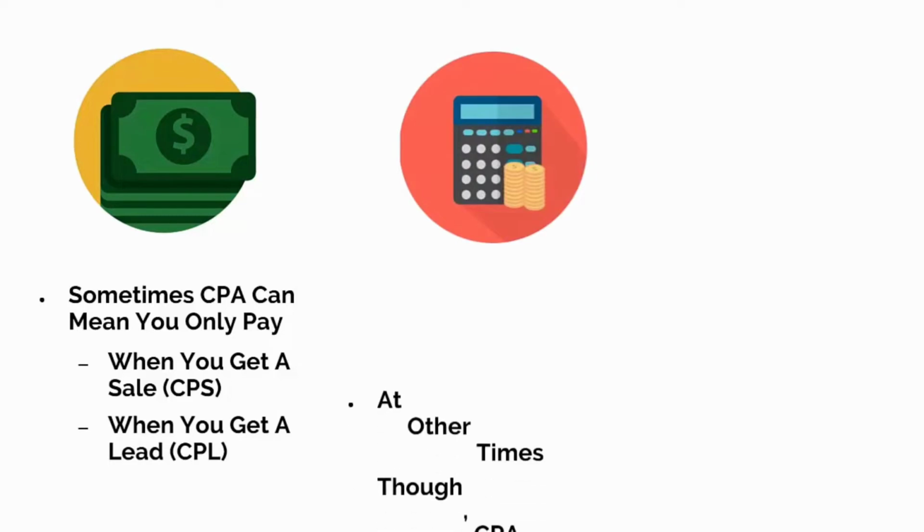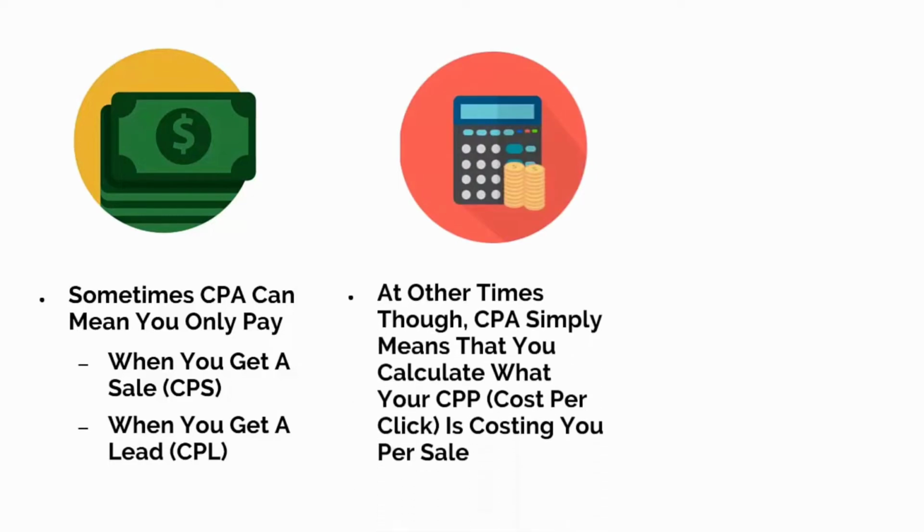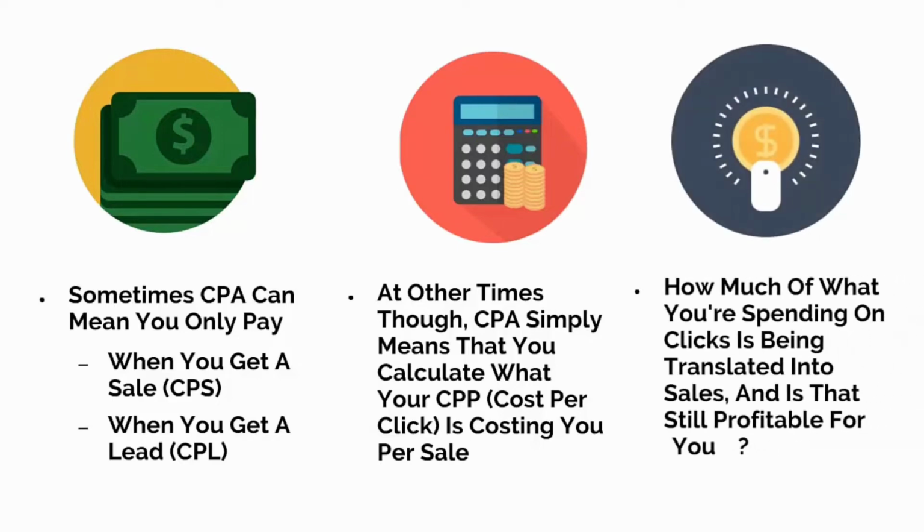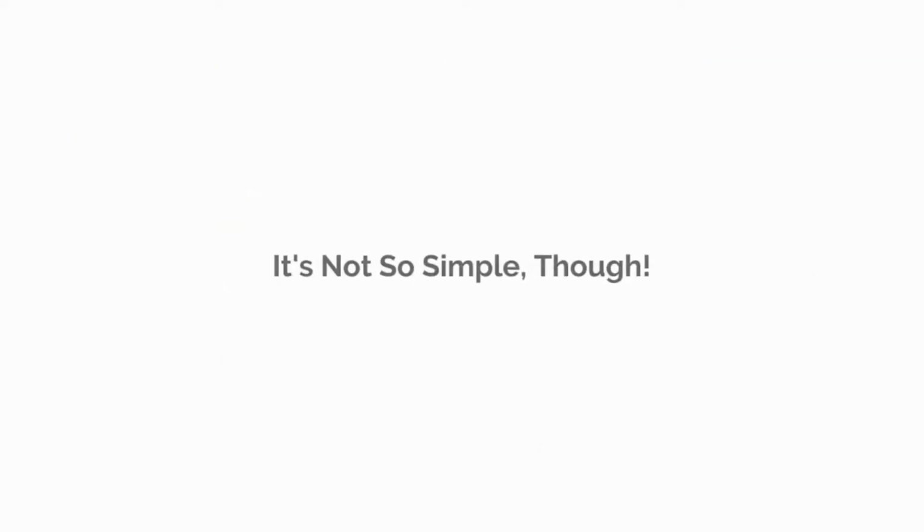At other times, though, CPA simply means that you calculate what your CPC, cost per click, is costing you per sale. In other words, how much of what you're spending on clicks is being translated into sales, and is that still profitable for you? On the face of it, CPA, and particularly CPL, is going to seem like the best choice. After all, why wouldn't you want to be able to stop paying for all those clicks that aren't earning you any money? Of course, it's not so simple though, or no other form of marketing would be as popular.